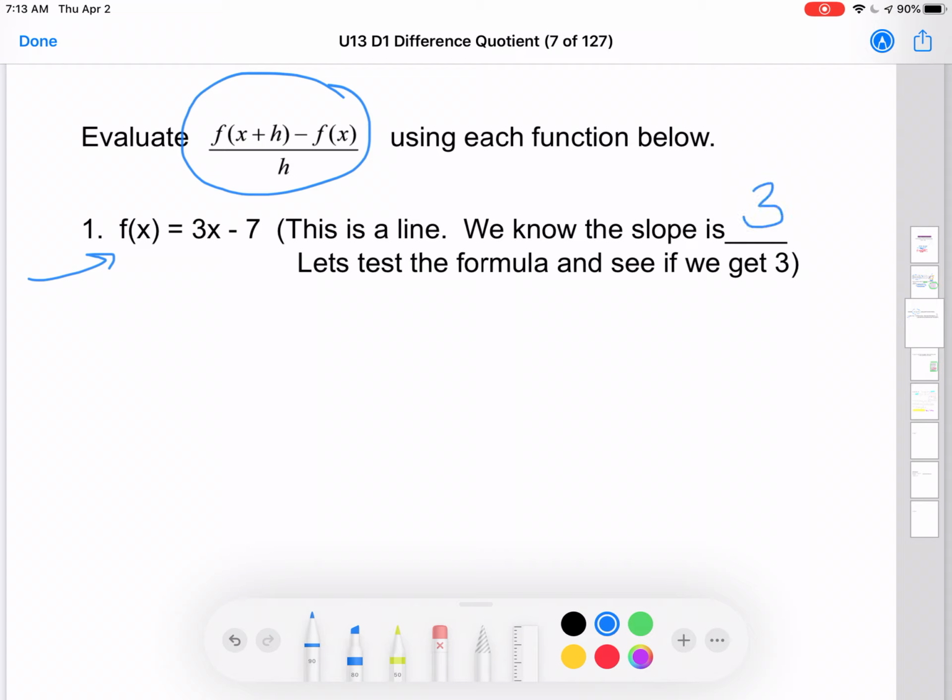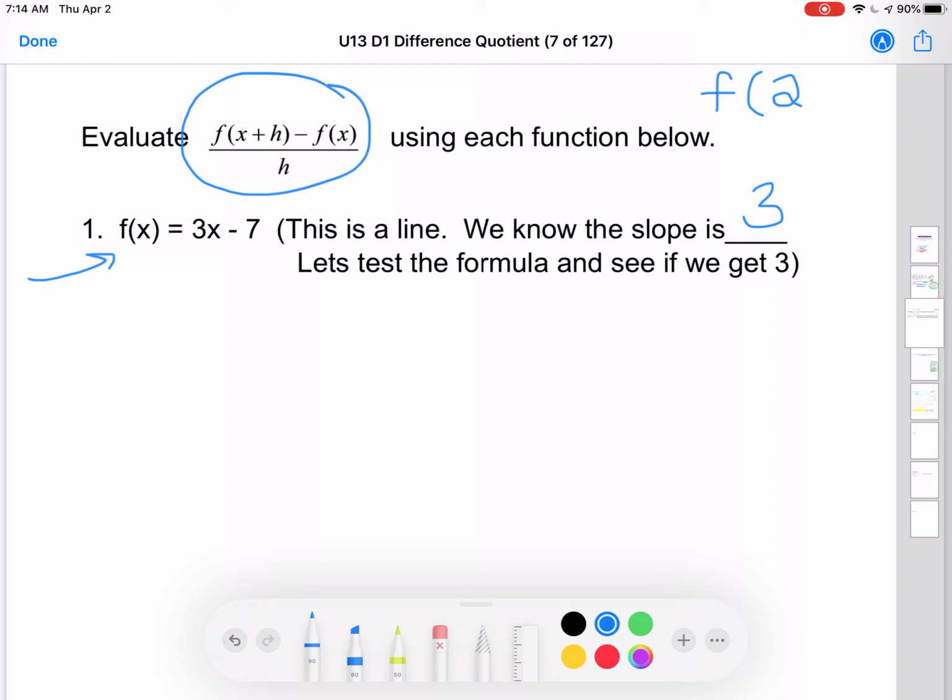What I want to do is use this difference quotient, which we wouldn't use on a line because the slope is the same throughout, but I want to just use it so that you can see that this formula does indeed work. Okay, so here's what we're going to do. Let's first just look over here for a second.